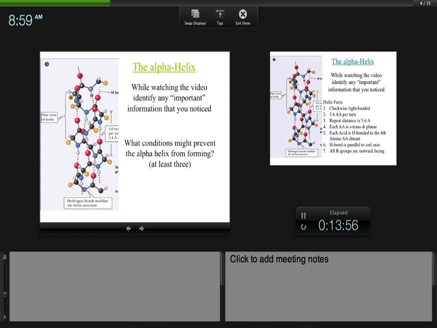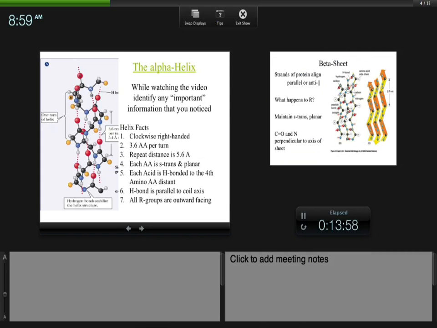The next slide doesn't show it, so let's just take a look at what other things we can look at. There's a whole bunch of random facts that you can remember with your helices. We'll see clockwise, or right-handed, helices. Why might we not expect left-handed?